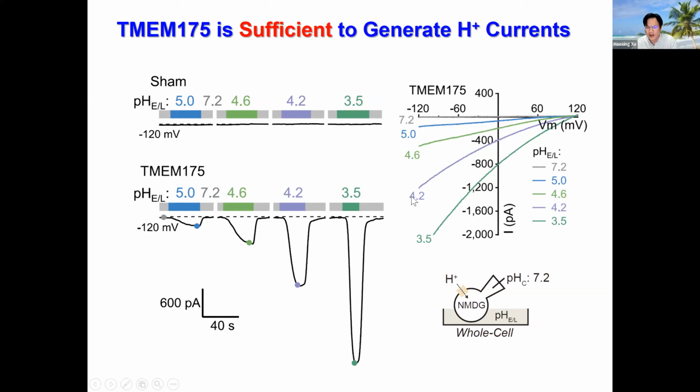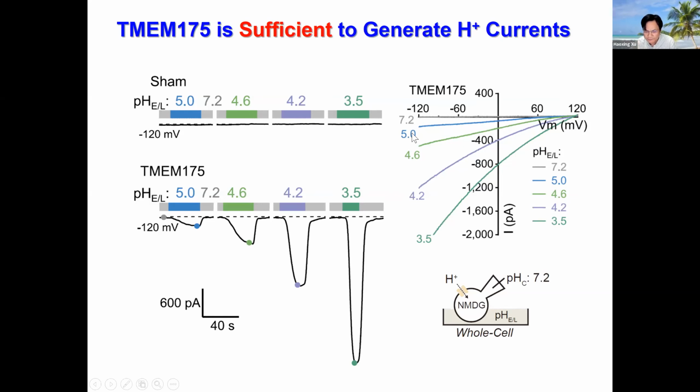So how do we know this current is a proton current and not a proton-activated current? When we replace all the physiological anions and cations, like chloride, sodium, or potassium, with large non-permeant ions like NMDG or gluconate, this current is not affected. On the other hand, when we change the pH, the reversal potential changes dramatically. So this is likely a proton current.